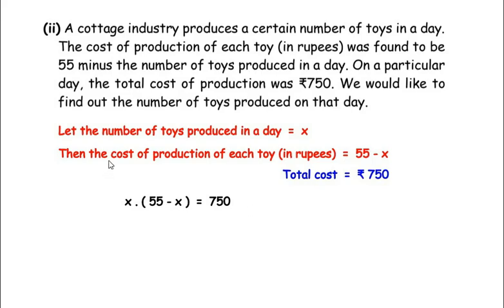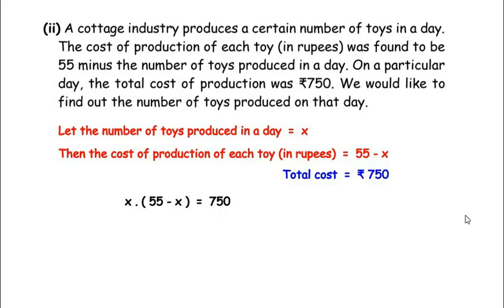So here we have written cost of production of each toy will be equal to 55 minus, now the number of toys produced in a day we have considered here as x, so the cost of production of each toy becomes 55 minus x. On a particular day, the total cost of production was 750. So the total cost of producing x number of toys was 750. So using this given data, we have to form an equation. So here I have written x times 55 minus x equal to 750.